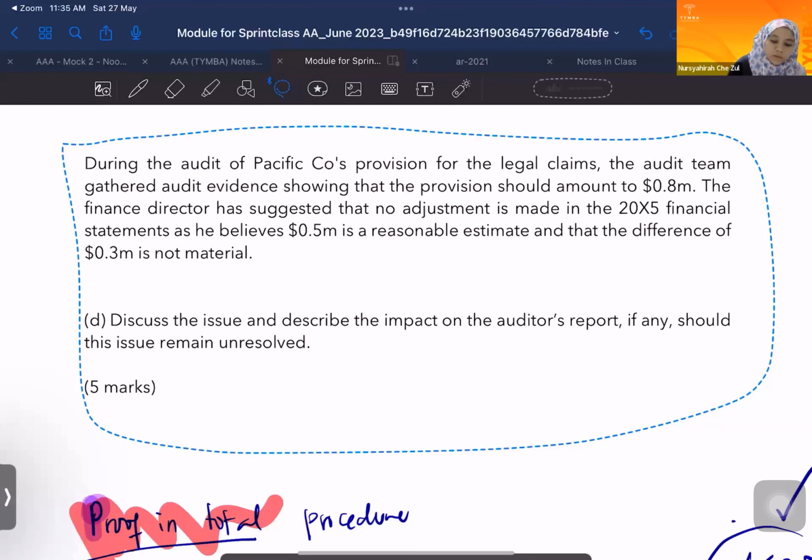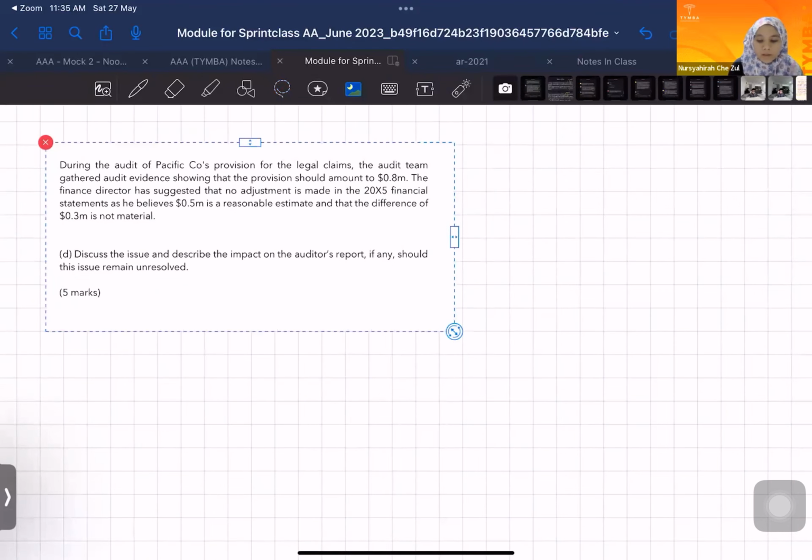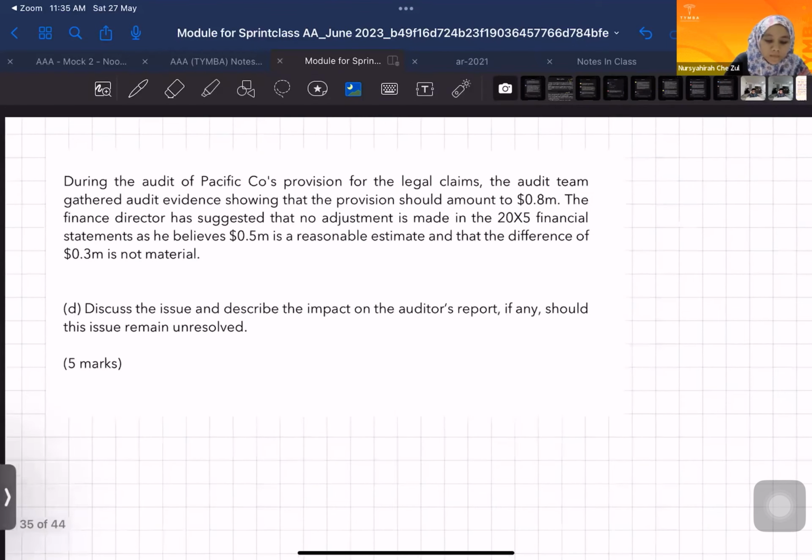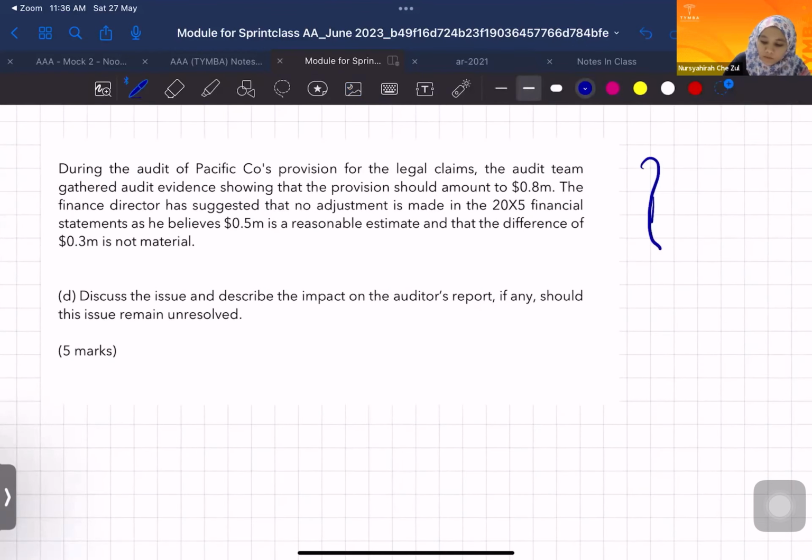Okay, so now the last part in your exam. Usually in your exam, the last question is relating to audit report, around 5 marks. This is the usual question tested in the exam. So let's read this requirement together. Discuss the issue and describe the impact on the auditor's report, if any, should this issue remain unresolved. Okay, 5 marks.